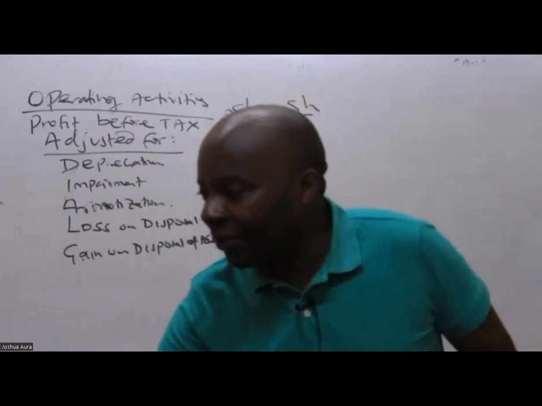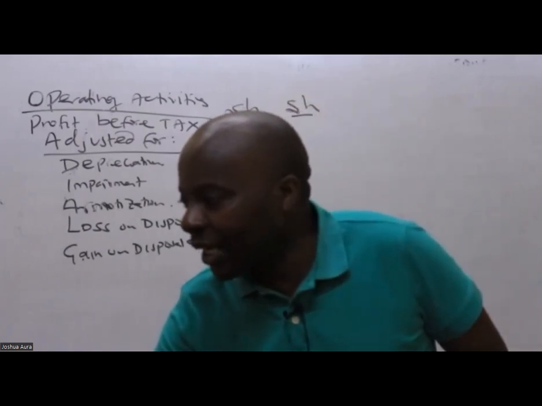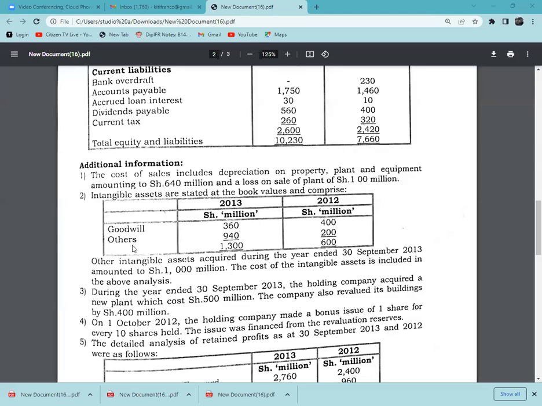From there, ladies and gentlemen, let's look for any impairment. Remember, impairment is for goodwill. So you can see goodwill in 2012 was 400, and then in 2013 it is 360.